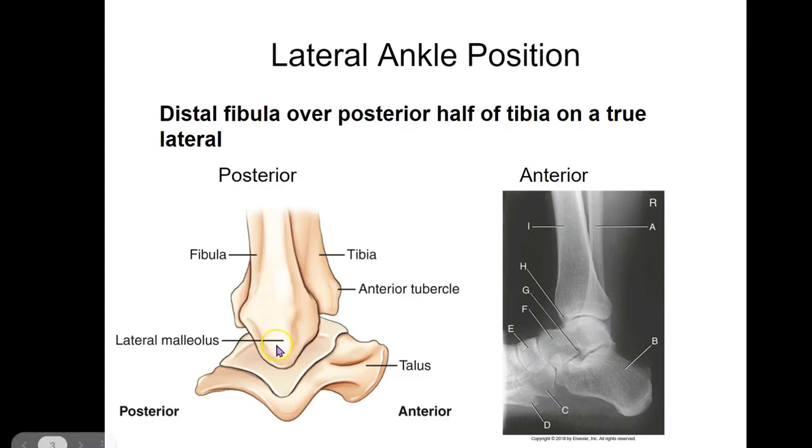Also notice that the lateral malleolus extends about 1 centimeter more distal than the medial malleolus, and you can really appreciate that better on the AP position that we showed in the previous slide. But here you can see it extends downward about 1 centimeter below the medial.